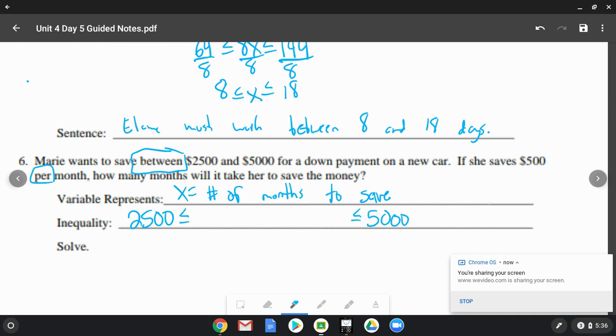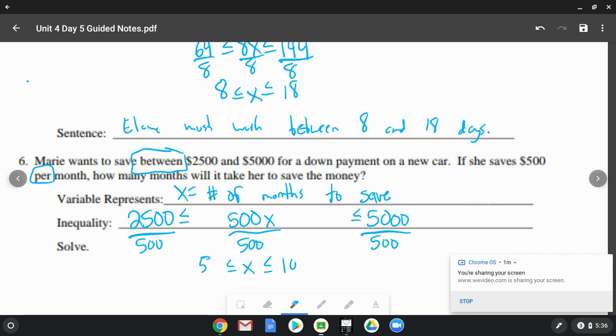So it says 500 per month, so that'd be 500x. It wouldn't be 500 plus x because we see the word per, that always means multiplication. So then if we were to solve this, we divide by 500 on the left, the right, and the middle. So how many months are going to be left? Well, if we do 5,000 divided by 500, that's 10. If we do 2,500 divided by 500, that's 5.